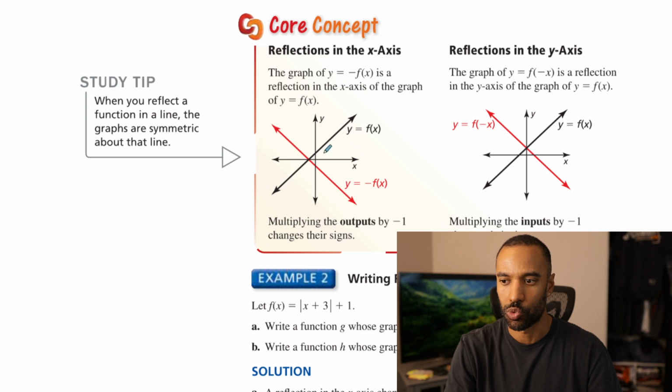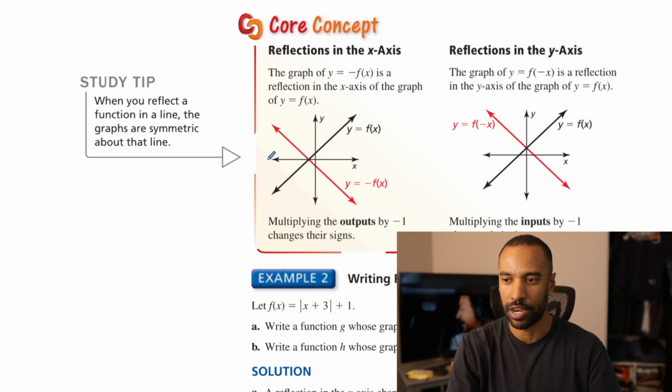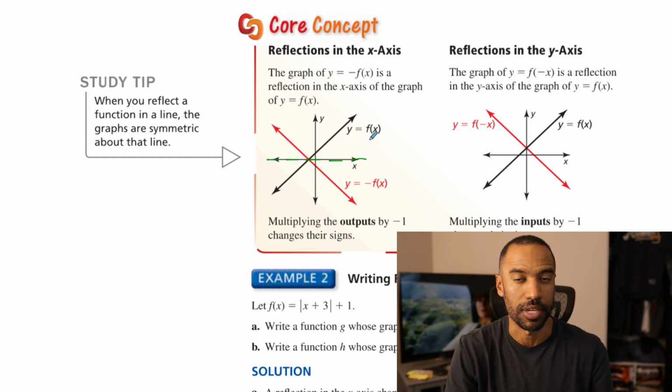So if your original function is whatever this is in black right here, flip it across the x-axis, and now it's this one in red right here. We're flipping across that. We've done a bunch of those. We did it in the last section. That's generally the ones that you see.